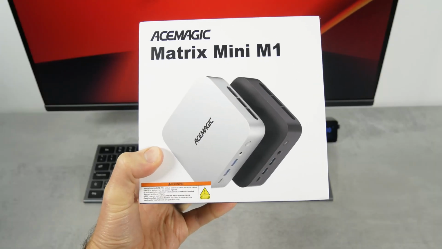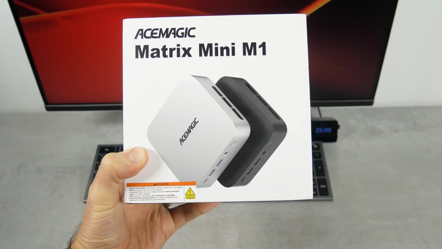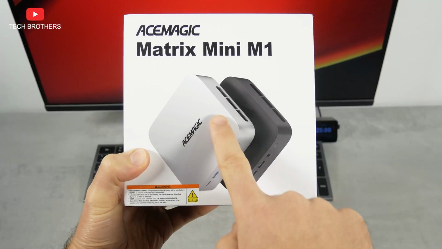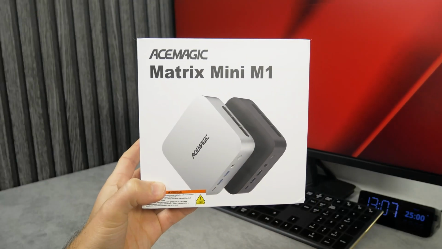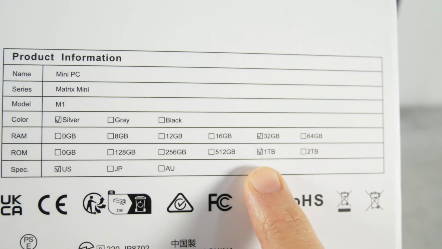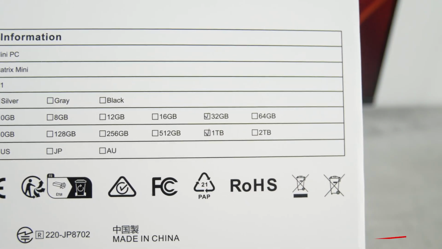We can read the full name of the mini PC on the box: ACEMAGIC Matrix Mini M1. It seems to be available in silver and black, but I have only seen it in silver. Maybe the black version will be available later. The product information on the back says that my mini PC has 32GB of RAM and 1TB of ROM.